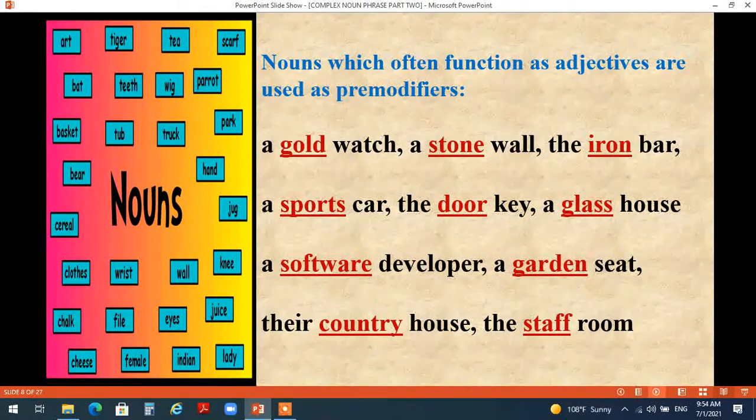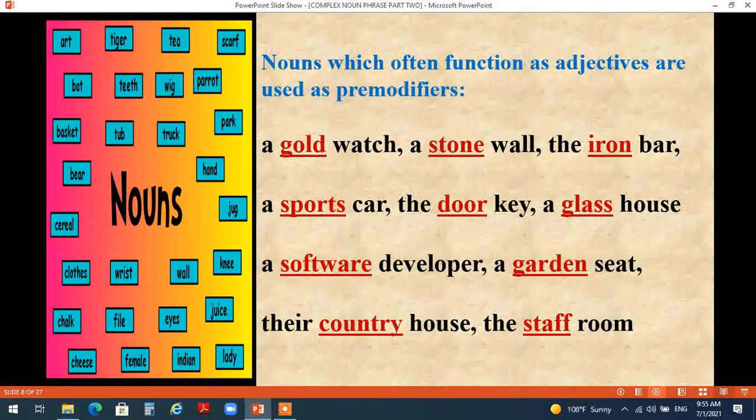For example, a gold watch, a stone wall, the iron bar. نلاحظ أنه كلها عبارة عن اسم زائد اسم. فإذا الاسم الأول مثلا كلمة gold, stone, iron تستخدم لإعطاء وصف معين للاسم الذي يأتي بعدها، وهي كلمات watch, wall and bar. كذلك الحال بالنسبة إلى بقية الأمثلة. A sports car، لدينا اسمان، sports اسم وكار اسم، فسيكون الاسم الأول بمثابة صفة كي يعطي وصفا معينا إلى الاسم الثاني. كذلك الحال بالنسبة إلى الأمثلة الأخرى.